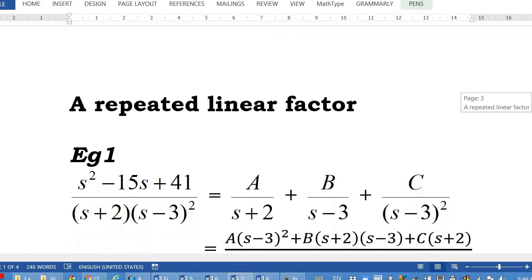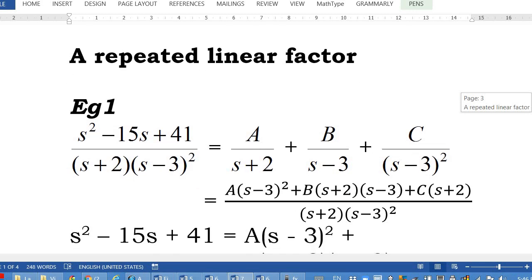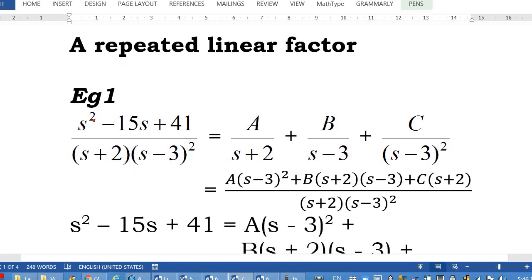Now we look at a repeated linear factor. For example, we have s squared minus 15s plus 41 over s plus 2 times s minus 3 squared. Linear because s plus 2, this is power 1. And here s minus 3 is a linear term but repeated 2 times.